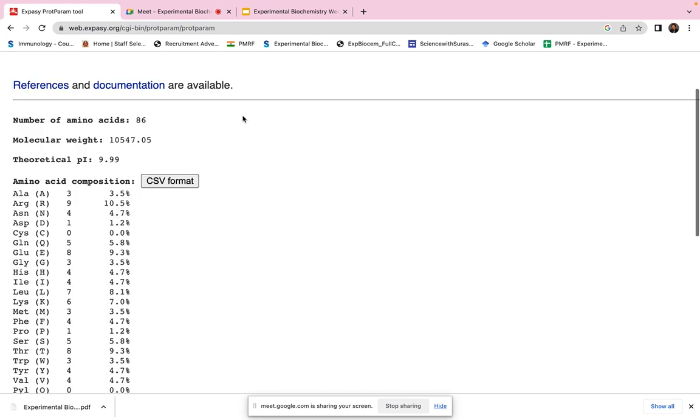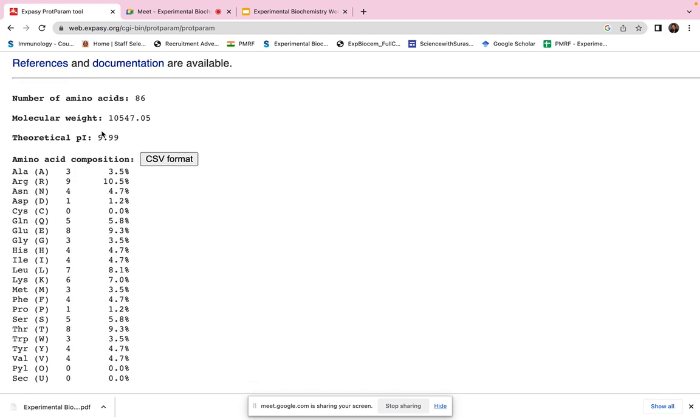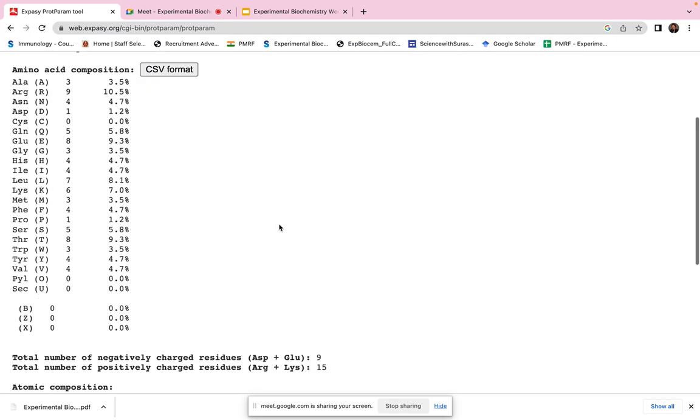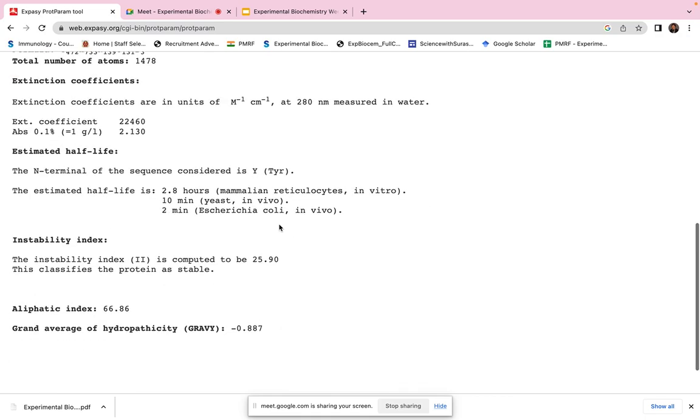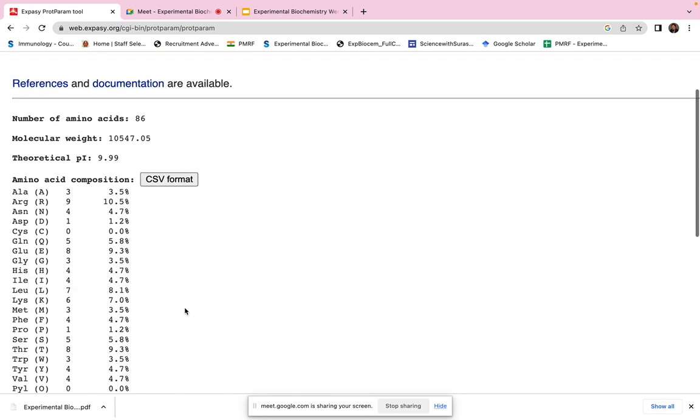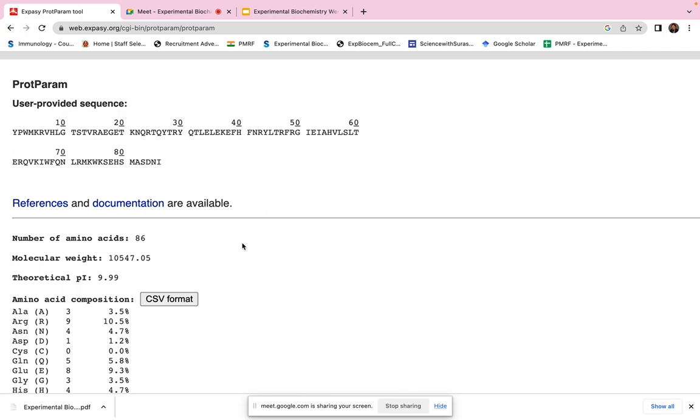That is, what is the number of amino acids, what is the molecular weight. So you can see that the molecular weight is approximately 10,547 daltons, which is 10.5 kilodalton. The theoretical pI is 9.99, so approximately 10. We can also get the extinction coefficient, which is here 22,460, and this other information is also available from this ExPASy ProtParam tool.